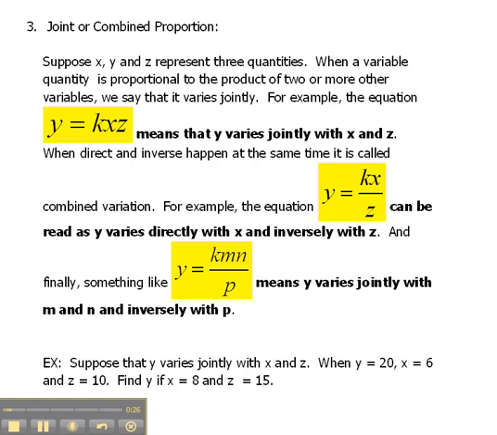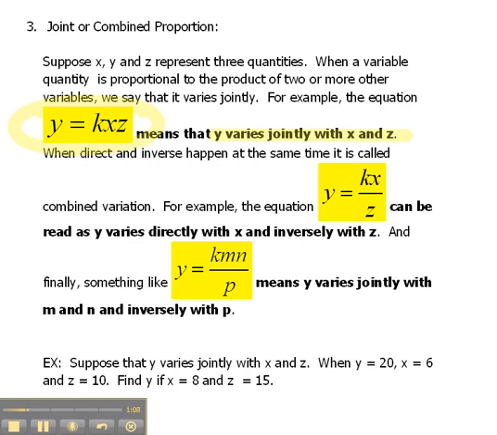Suppose that x, y, and z represent three quantities. When a variable quantity is proportional to the product of two or more other variables, we say that it varies jointly. So anytime you see something that says y varies jointly with x and z, we're going to set it up to look something like this. So it's like a direct proportion problem, but it's not just directly proportional to x, it's also proportional to z as well. So it varies jointly with x and z.